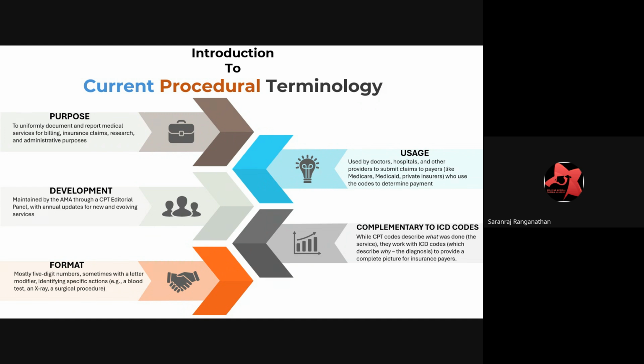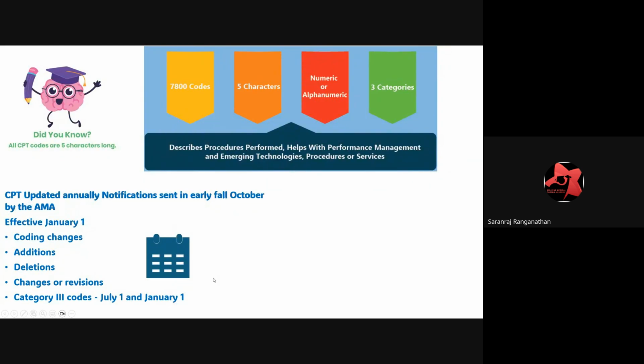Then the format. The CPT format is 5-digit numerical, and it is alphanumerical also for category 2 and category 3. This format is the one given in the CPT book. Now a general idea about the entire book: how and when it is revised, when codes are added, and how we use the codes.